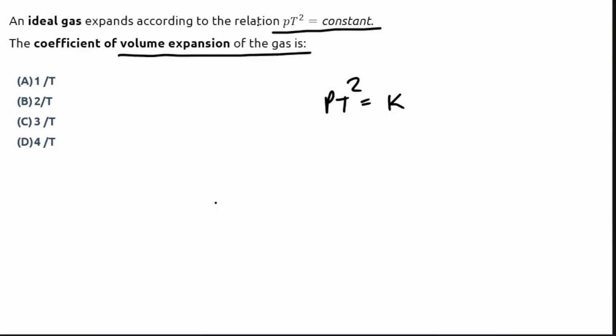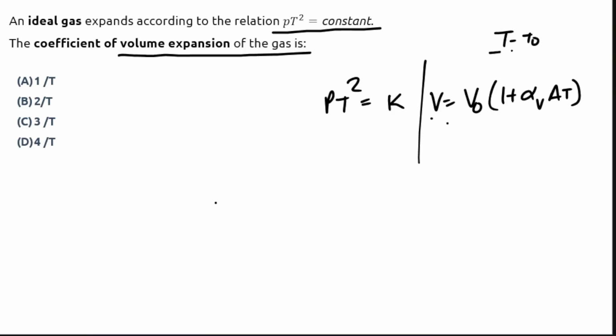सो वॉल्यूम एक्सपेंशन आप लिखते कैसे हो? जैसे देखो V को आप क्या लिखते हो? V को लिखोगे ना V naught 1 plus alpha V delta T, where alpha V is the coefficient of volume expansion, right? So V is the volume at any temperature T, and V naught is the volume at any reference temperature T naught, right? And delta T is basically T minus T naught.